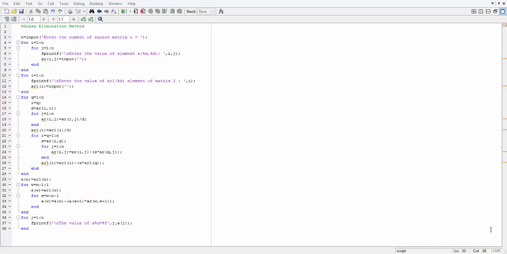Hi friends, today I am here to teach you the Matlab code for Gauss elimination method. Gauss elimination method is one of the various methods we use to find the solution for simultaneous equations.